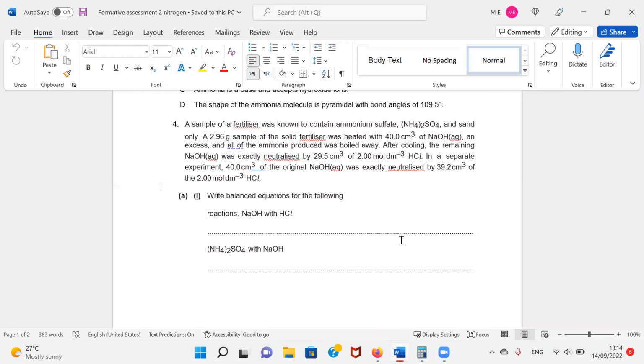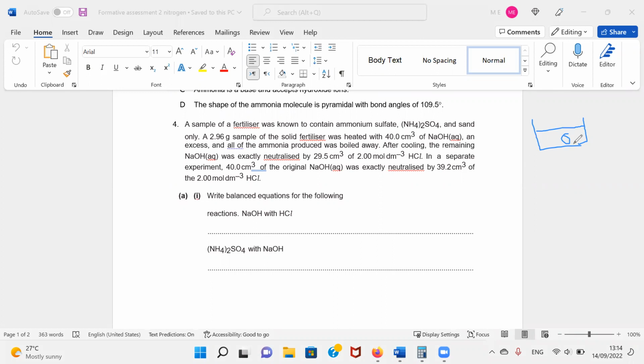So basically, in order to treat the sample, this is the requirement, you have to react it with sodium hydroxide. So this is your sample, and this is sodium hydroxide. Okay, and then you added sodium hydroxide in excess, and all the ammonia produced from this reaction boiled away, it was evaporated.